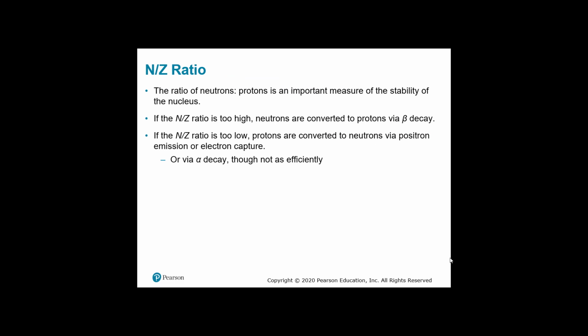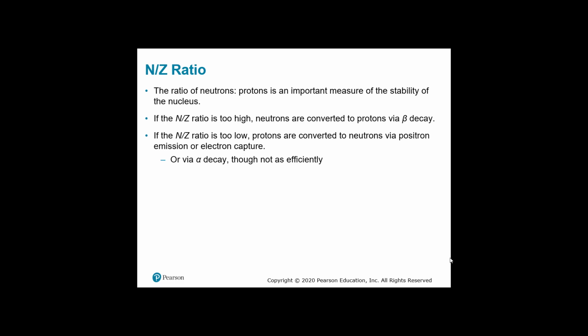Now we're going to look at the ratio of neutrons to protons. Remember, N is neutrons and Z is protons. If the neutron-to-proton ratio, N over Z, is too high, neutrons are converted to protons via beta decay. If the neutrons over protons is too low, protons are converted to neutrons via positron emission or electron capture, or alpha decay, though it's not really as efficient.